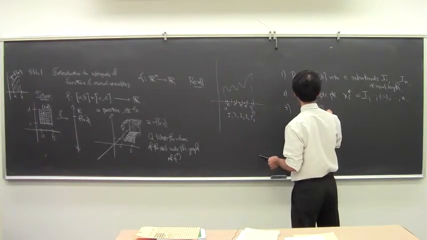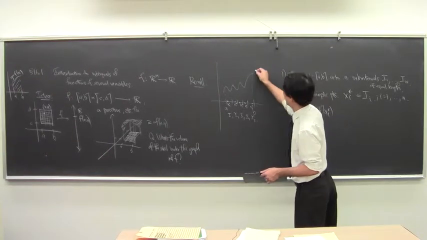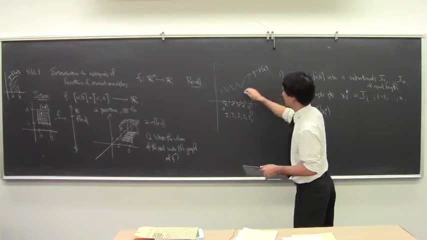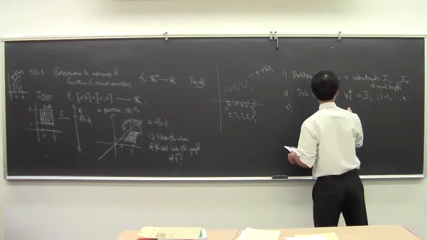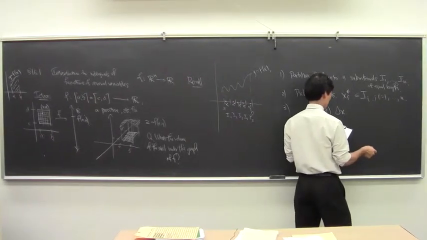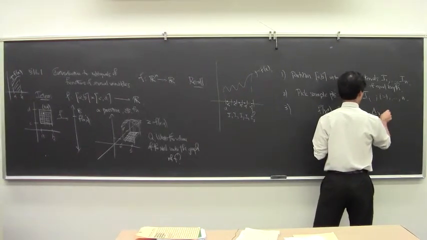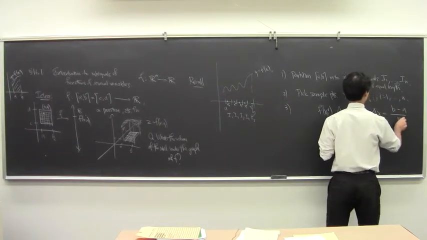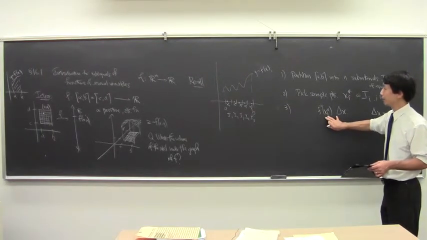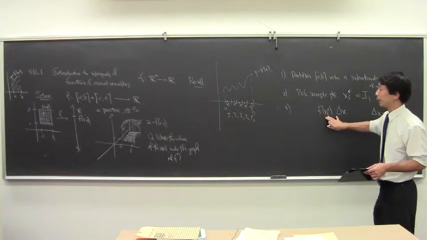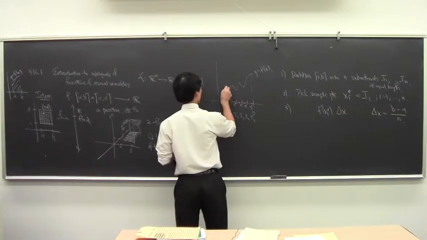So you say, I'm going to take that height, right? I'm going to take the value of f at that height, and I'm going to multiply it by the width of the base, where delta x is b minus a over n, right? The length of the entire interval divided into n parts. We made them all the same length. So that's the area of the ith rectangle you make by taking a rectangle of this height.